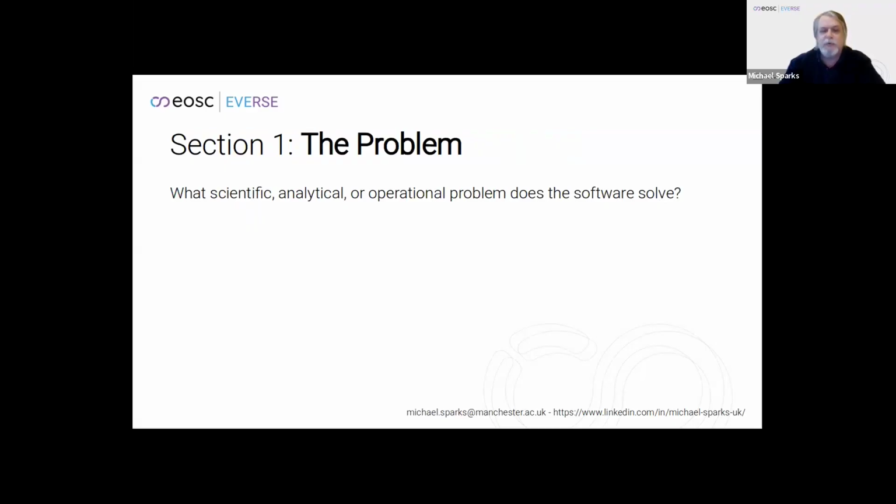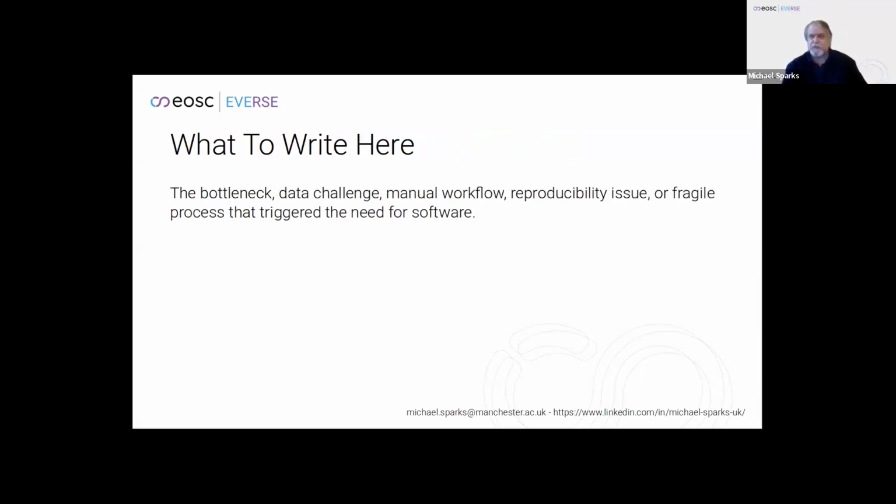So section 1 is the problem. The first one is deceptively simple. It asks you to describe the problem you're looking to solve, ideally with a single one-line subtitle summarizing it. And this is more meaningful than it might appear, because in research environments, you might dive into explaining everything first without stepping back. This stepping back forces you to articulate the scientific, analytical, or operational problem that motivated the software in the first place.